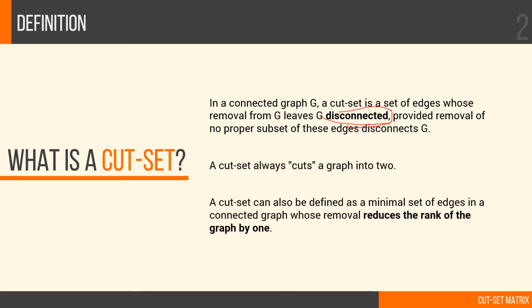The cut set can also be defined as the minimal set of edges in a connected graph whose removal reduces the rank of the graph by 1. So a cut set actually does two things. Basically it leaves the graph disconnected and it reduces the rank of the graph by 1. Now let's look at some examples.